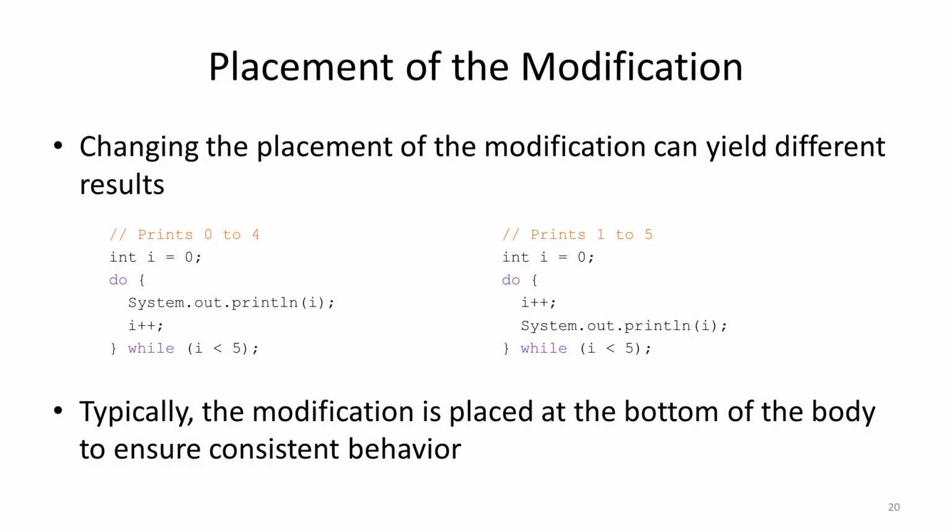So you can see the 2 do loops on the slide. The left side prints 0 to 4, and the right side prints 1 to 5. It is essentially the same loop, but the modification is in different places. On the left side, the modification is at the bottom, and on the right side, the modification is at the top. Typically, the modification is placed at the bottom to ensure consistent behavior.